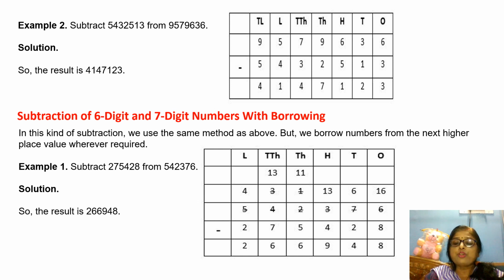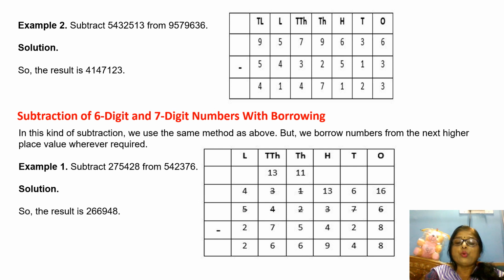Now you subtract 2. This is 4. Then you can't subtract 4 from 3. So once again you borrow it from the next place. That is 13. Now you subtract 4. Now you are getting 9 here.